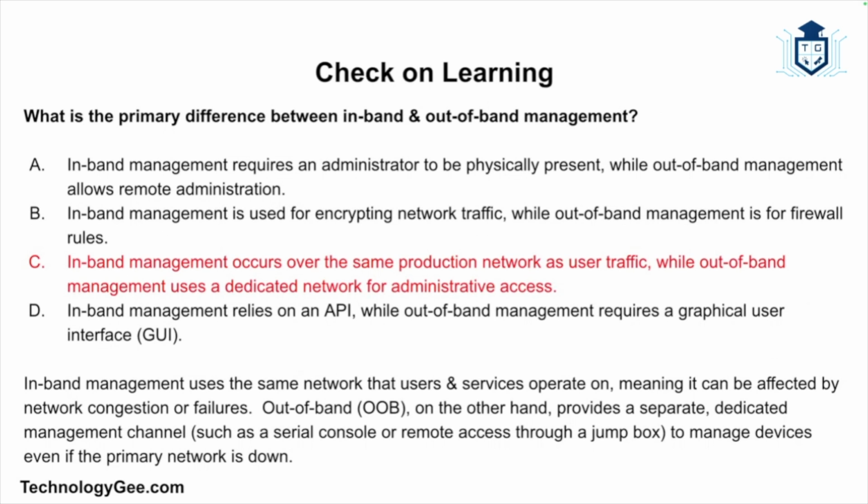And the correct answer is in-band management occurs over the same production network as user traffic, while out-of-band management uses a dedicated network for administrative access. So in-band management uses the same network that users and services operate on, meaning it can be affected by network congestion or failures. Out-of-band, on the other hand, provides a separate dedicated management channel, such as a serial console or remote access through a jump box to manage devices, even if the primary network is down.